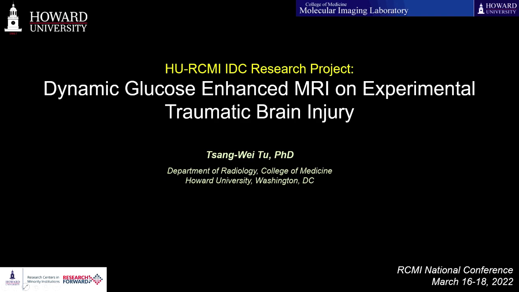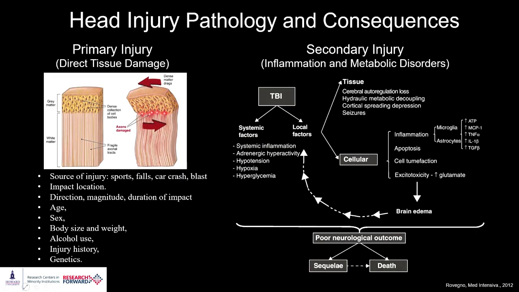This is the presentation of an IDC project at Howard University RCMI on the application of dynamic glucose-enhanced MRI of experimental TBI. In TBI, the mechanical impact usually damages the brain at the tissue junction where the inertial forces tear the brain tissue of different density to cause diffuse external injury.